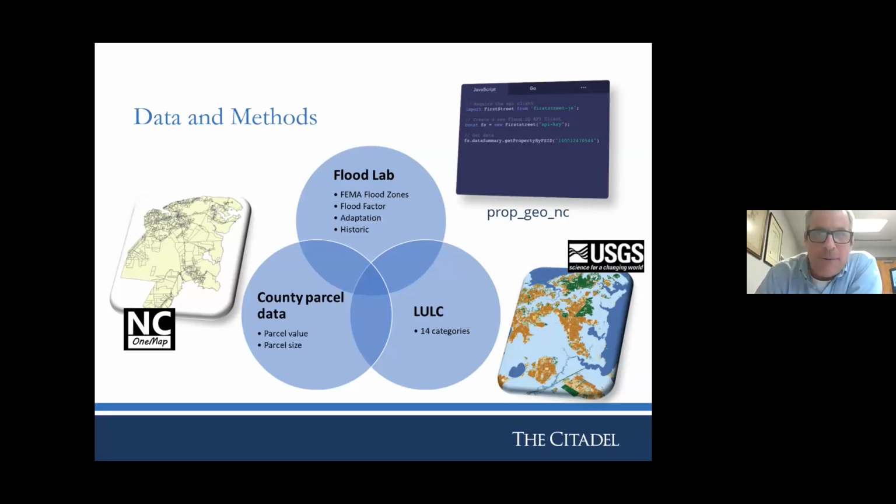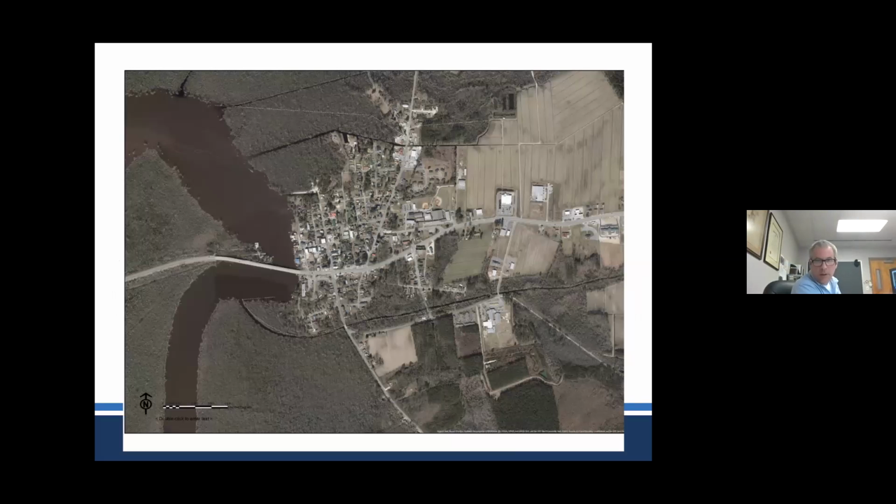So anyways, this is the data and methods, basically combining the flood lab information from Prop Geo NC, the North Carolina One Map county parcel data, and the land use, land cover change information from USGS. So looking at the intersection of this in GIS. So moving on, so we make sure we don't run out of time here. You have to advance. All right. Are we on the next slide?